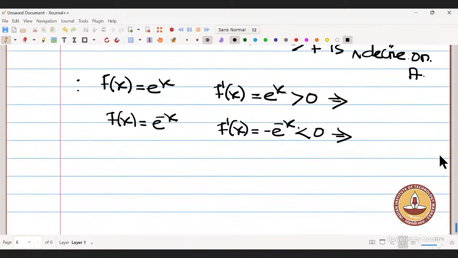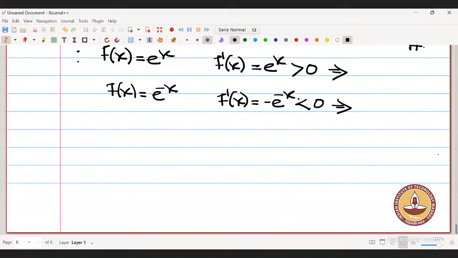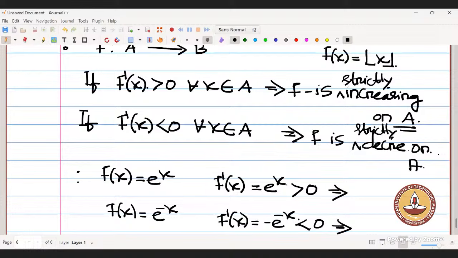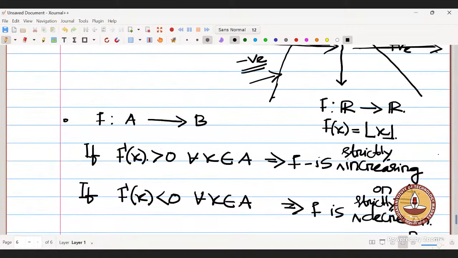Yes, sir. If the domain is all natural numbers and the parabola is right opening, then will it be increasing or decreasing, or both, or neither? See, when your domain is natural numbers, the problem is you can't use this test. The domain should be in the form of some interval. If you take a bunch of discrete numbers, then the concept of differentiability doesn't make much sense.